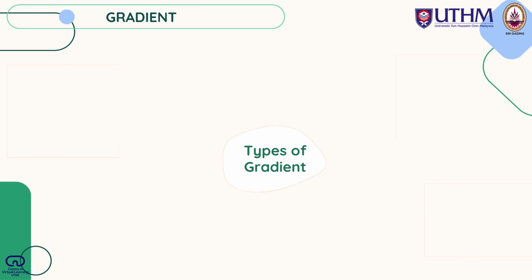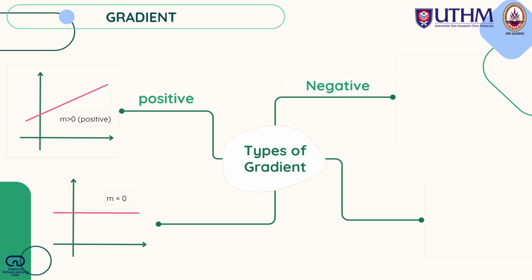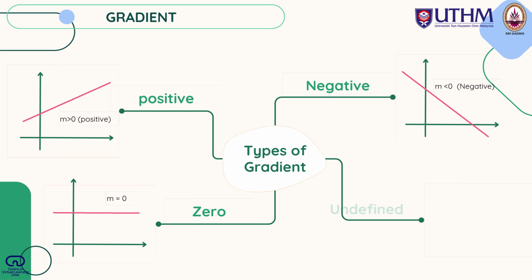There are 4 basic types of gradients: positive gradients, negative gradients, zero gradient, and undefined gradient. Think for a moment. Can you name one real-life engineering application for each of these gradients?